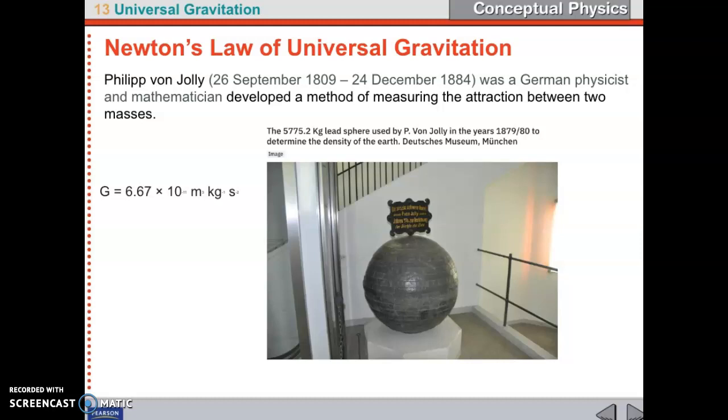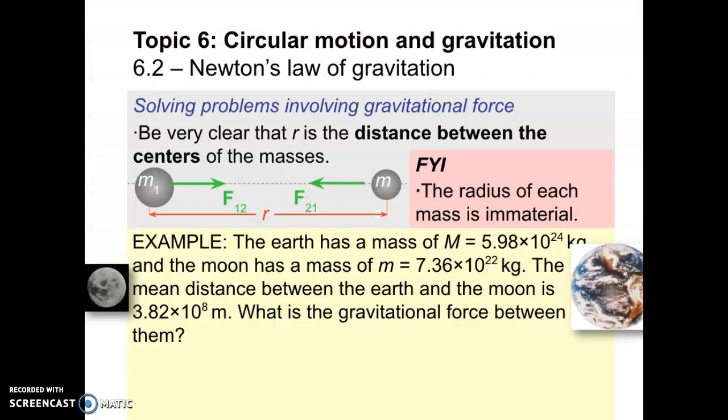So that's our relationship. What I'd like you to do now, or pause the video, is to just practice using it. Let's try this example where the Earth has a mass of 5.98 times 10 to the 24 kilograms, and the Moon has a mass of 7.36 times 10 to the 22 kilograms. The average distance between the Earth and the Moon is 3.82 times 10 to the 8. Stop the video and have a go at calculating this value.